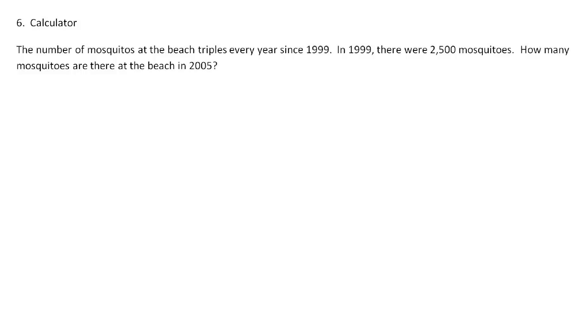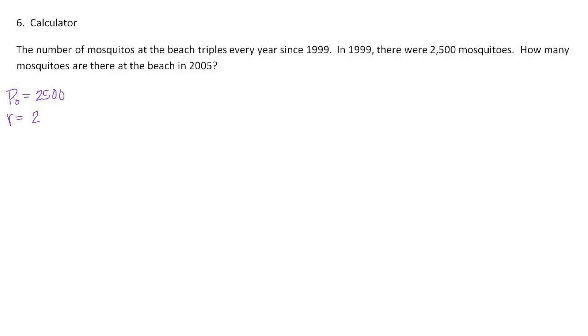All right, and then question 6, our final question. The number of mosquitoes on a beach triples every year. Now, when we triple every year, that's going to change our rate a little bit. So let's look at our initial population is 2,500. So here we're going to have P sub 0 should be 2,500. Now our rate triples every year. That is a 2% rate of change.